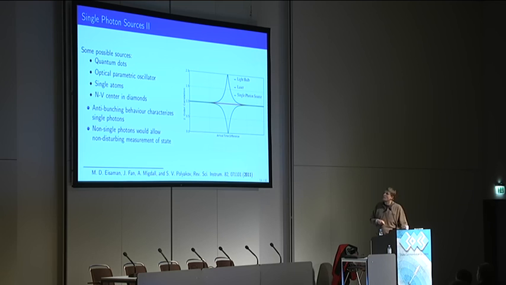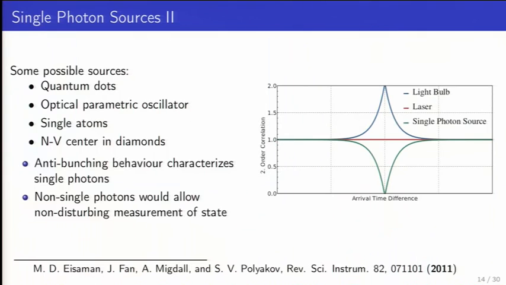Okay, so what are the possible sources? The possible single photon sources are quantum dots, which are atomic structures on a nanoscale, and some are engineered out of semiconductors, but there are also non-semiconductor quantum dots.